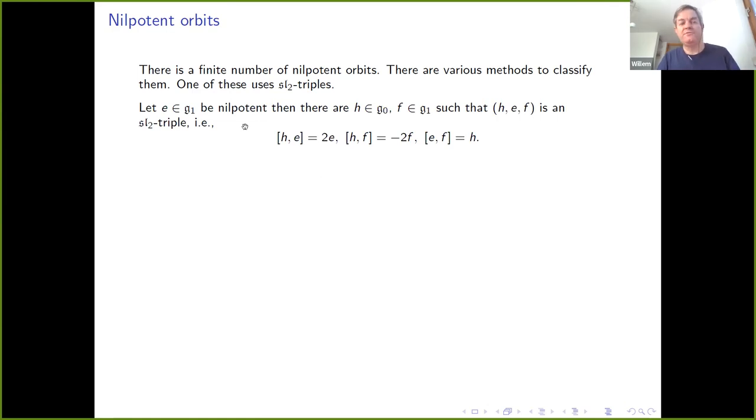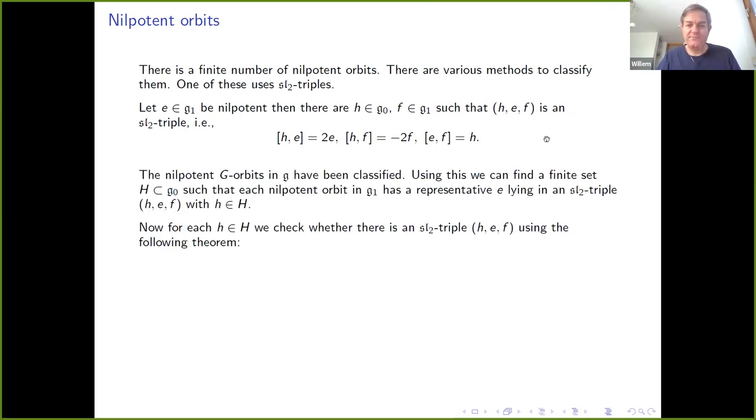So if you have something in G1 which is nilpotent, then it lies in a subalgebra in the Lie algebra G isomorphic to SL2. So there is an H in the G0 and an F in the G1, such that H, E, F is a so-called SL2 triple, which means that they satisfy these commutation relations of SL2. And this is something that you can do because you are in the Lie algebra. If you just have a module, then there is no way you can find a subalgebra because there's no algebra structure. So this is definitely very much dependent on the fact that you are in the Lie algebra.